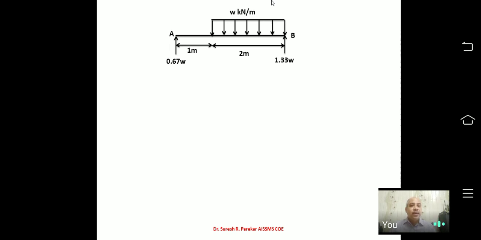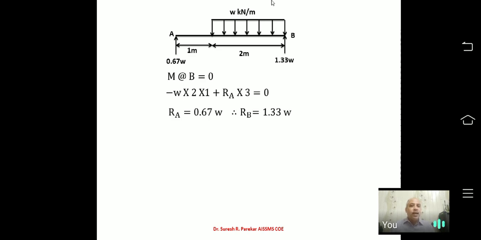Now, once we have plotted this diagram, we will find the reactions. Moment about B is 0, then we have minus W into 2 into 1 plus RA into 3, which gives me RA as 0.67 W. Once I know the value of RA, I can find the value of RB very easily, which will be 1.33 W, because the total load is W into 2, that is 2 W, and RA is 0.67 W. So automatically RB is 1.33 W.